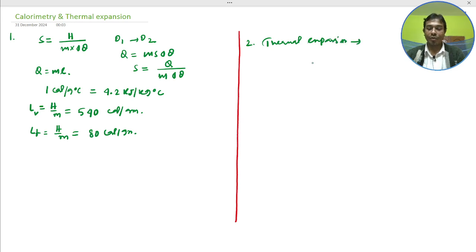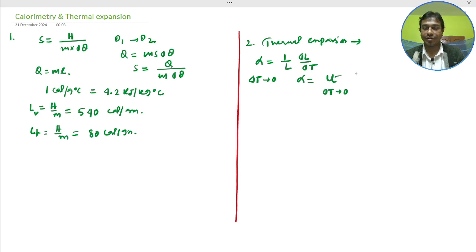The coefficient of linear expansion alpha is equal to 1 by L del L by del T. At del T tends to 0, alpha is equal to the limit del T tends to 0 of 1 by L del L by del T, which is written as a derivative, dL/dT. So at del T tends to 0, alpha would become 1 by L dL/dT.